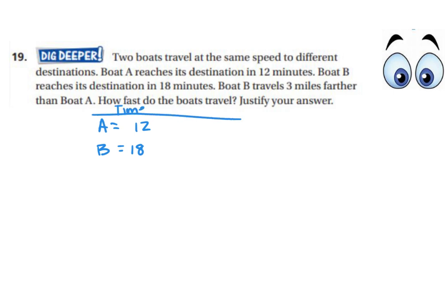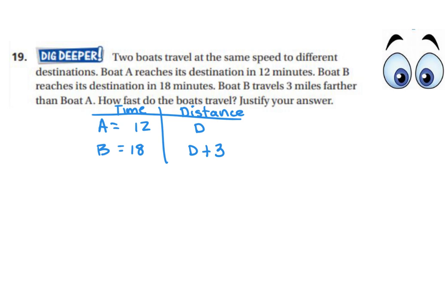So here's the time, and here's the distance. The distance for A is just D for distance. Boat B travels 3 miles further, so that's going to be D plus 3. So then how fast do the boats travel? Justify your answer. So what we're going to do here is we're going to set up a proportion.